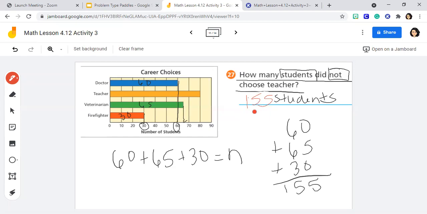And then I actually accidentally wrote 115 up here. To be honest with you, I do that quite often. That's why I always like to go back and double check my work. When I went back and I double checked my work, I caught my mistake and I was able to fix it. So you can see that I've actually changed the color here. How many students did not choose teacher? 155 students.